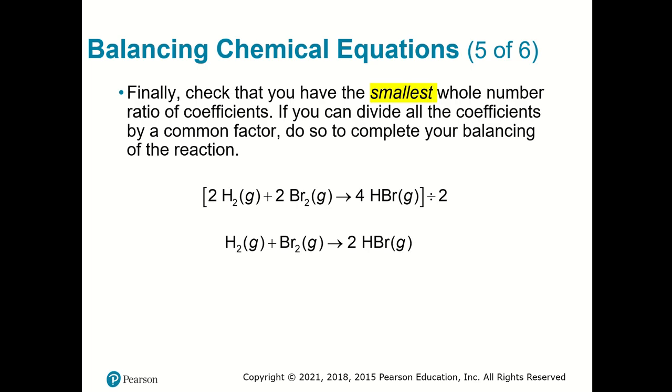Finally, check that you have the smallest whole number ratio of coefficients. If you can divide all the coefficients by a common factor, like here, look at this, I have 2, 2, and 4. You can divide it all by 2. You're going to do this to complete your balancing of the reaction.